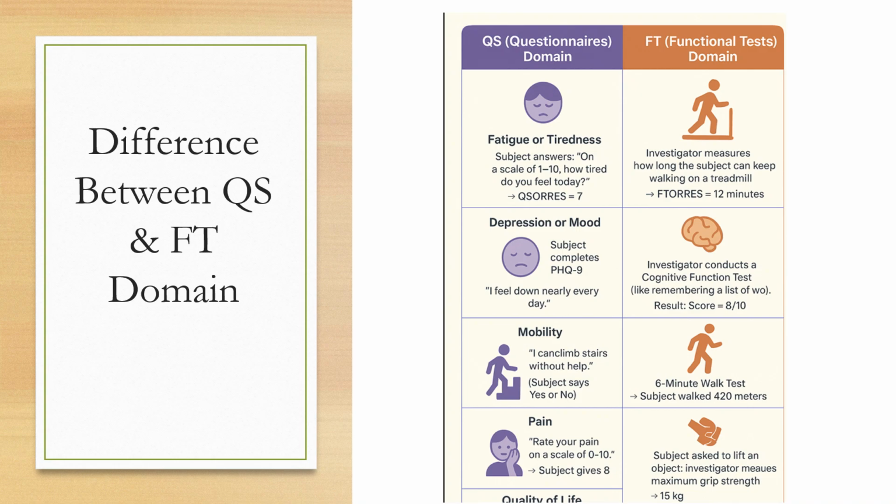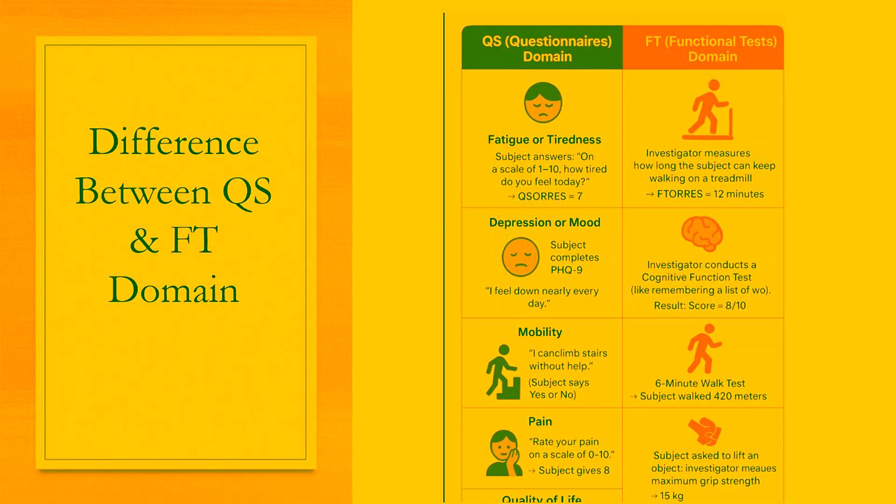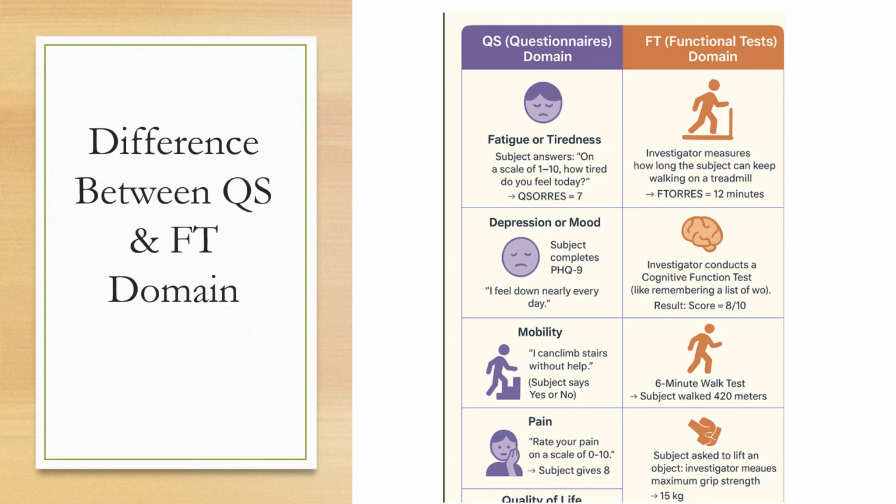To understand this, think of the QS domain as the domain collecting information about what a person feels or thinks. It comes from a form or questionnaire where the subject gives answers. For example, the question is, how do you rate your pain today? Do you feel anxious or depressed? How is your overall health? So the QS is about the subject's opinion, feeling, or self-assessment, what they say about their health.